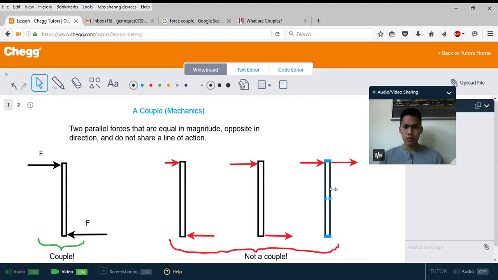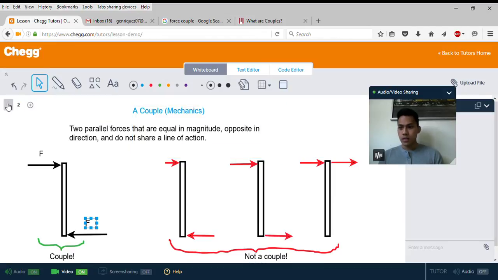And for this last one, we have they're equal in magnitude. They're actually not opposite in direction, but they do share a line of action. As you can see, these forces are acting along the same line, which is considered the line of action. So this does not qualify as a couple.